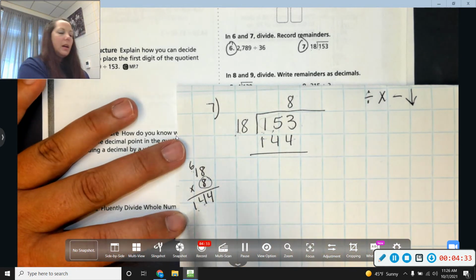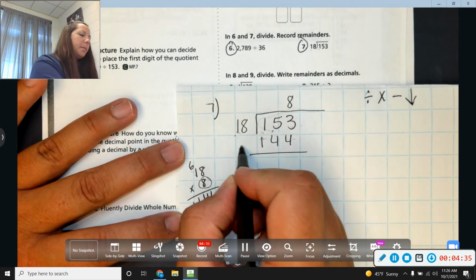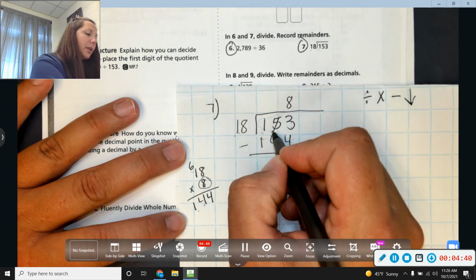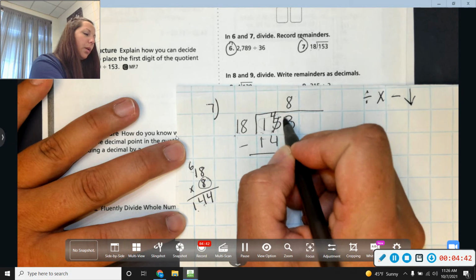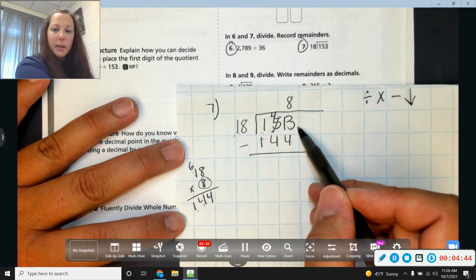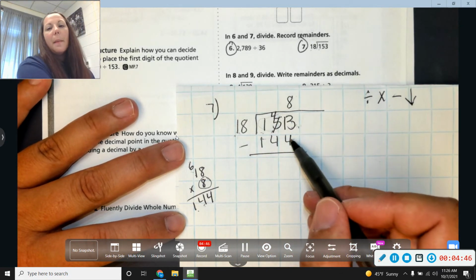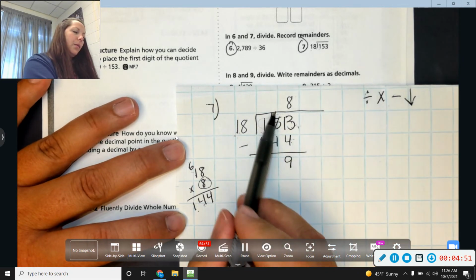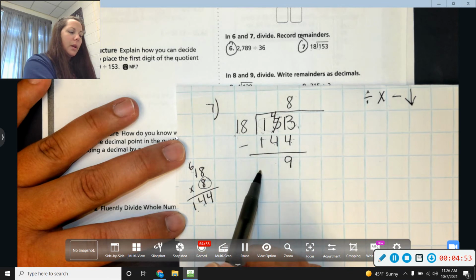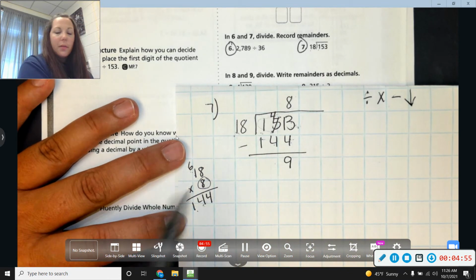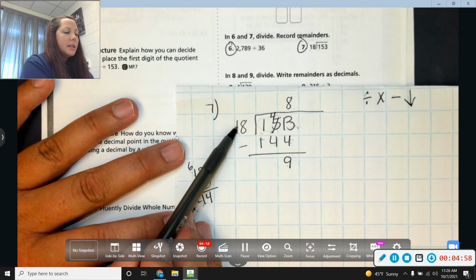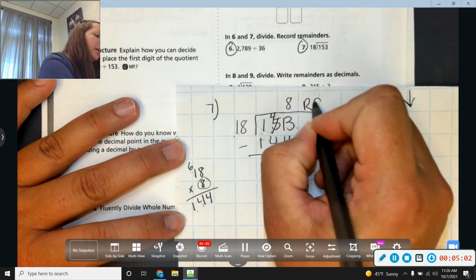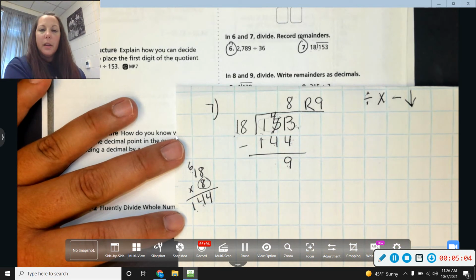And now I'm on my subtract step. 3 minus 4, I can't do it, I have to borrow. So I take 1 from the 5, make it a 4, give it to the 3, that's 13. 13 minus 4 is 9. 4 minus 4 is 0. 1 minus 1 is 0. So now I have 9 left. Can I divide 18 into 9? Nope. So I know my remainder is 9. Okay, that's number 7.